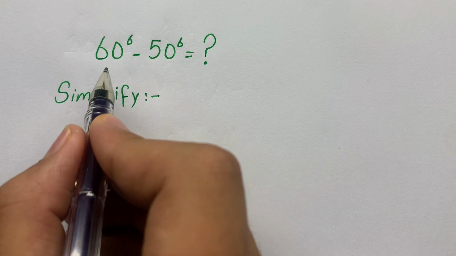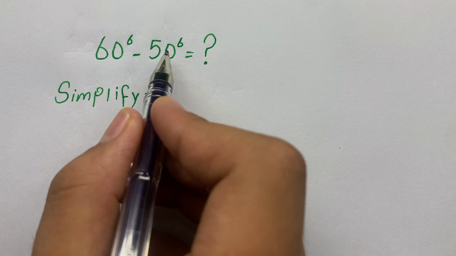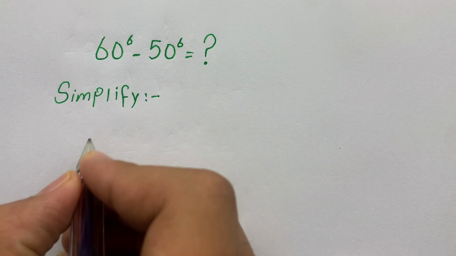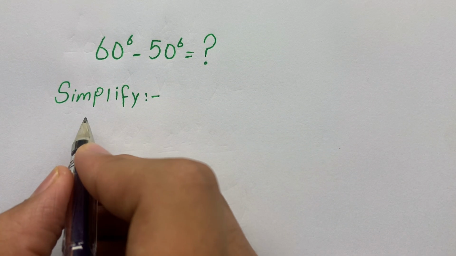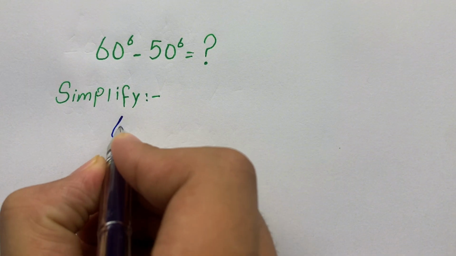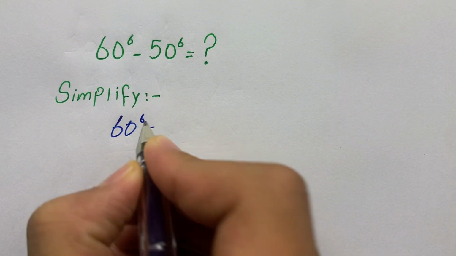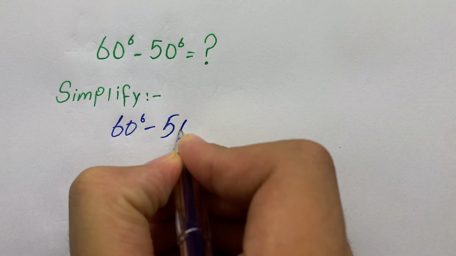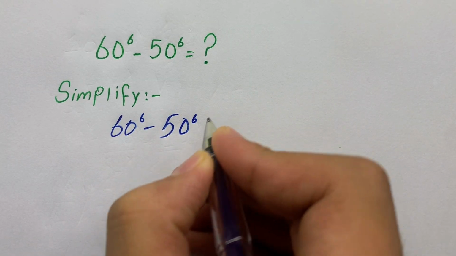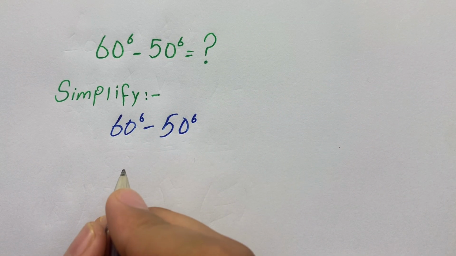In this question we solve 16 to the power 6 minus 15 to the power 6. So we are starting our solution: 16 to the power 6 minus 15 to the power 6.